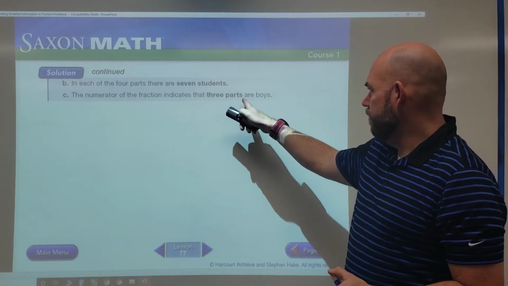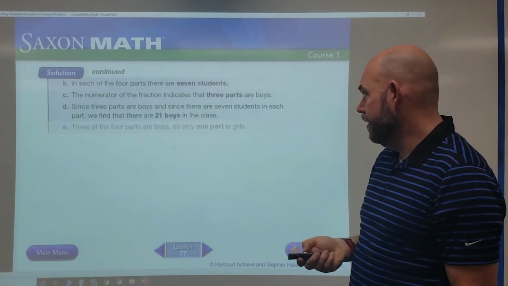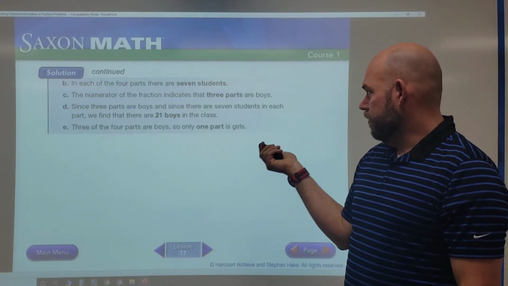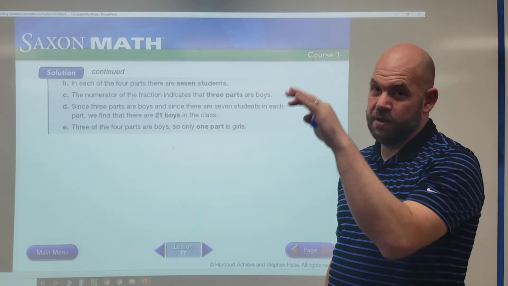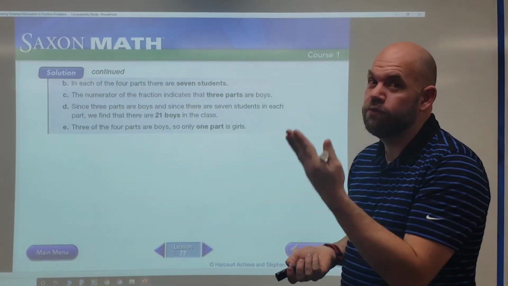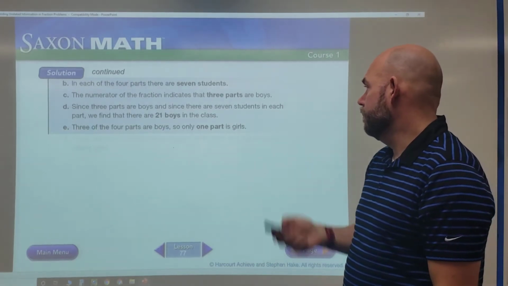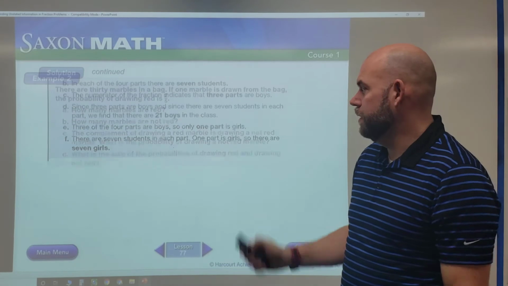The numerator of the fraction says that 3 parts are boys. 3 times 7 is 21. 3 of the 4 parts are boys, so that means only 1 part is girls, because you subtract 3/4 from 4/4, or a whole. So the whole class is 4/4. The boy part is 3/4, so we get 1 part. And multiply that by 7, and we get 7 girls.